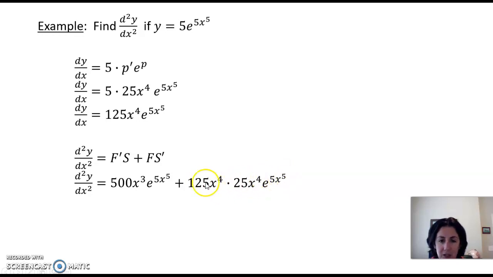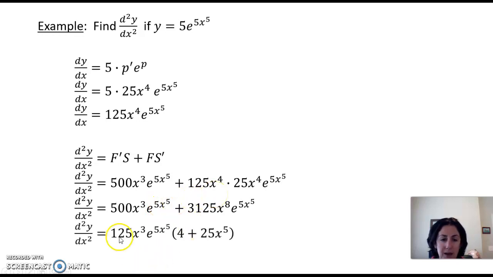Let's simplify these two together by multiplying them. And then we can pull out the greatest common factor. They're all divisible by 125, and they all have an x cubed, and they all have an e to the 5x to the 5th. So I pull out that 125x cubed e to the 5x to the 5th, and I'm left with 4 plus 25x to the 5th. Don't forget about that product rule.